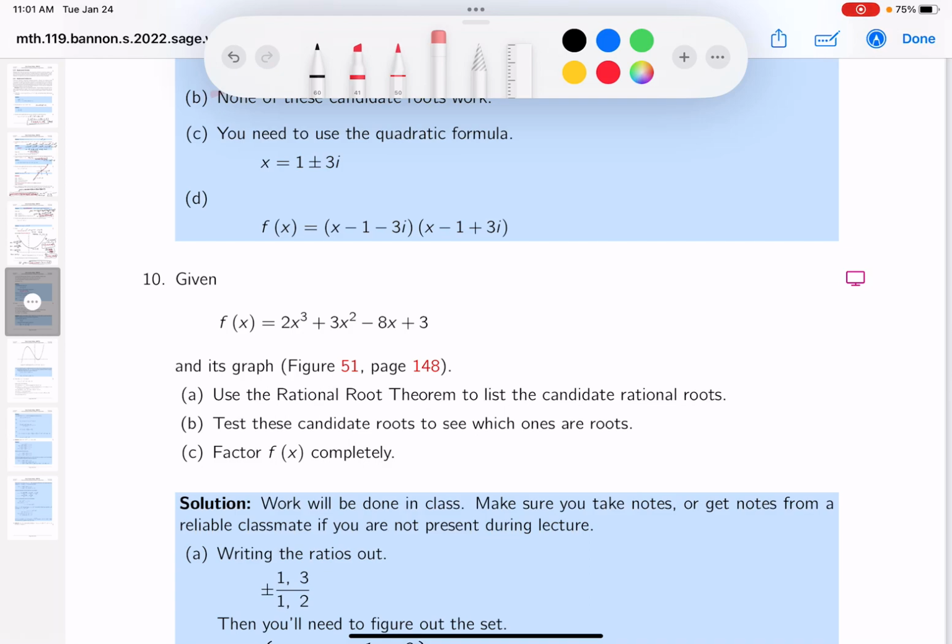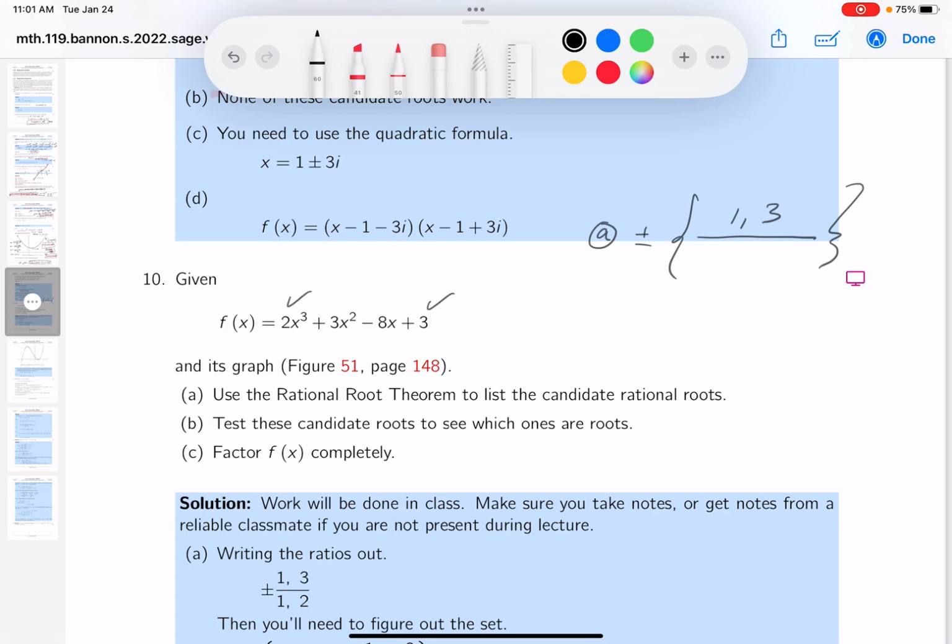Okay, first question, rational root theorem to list the candidate roots down. Relatively easy, by the way. Maybe annoying to write down, but it's relatively easy. A is going to be plus or minus. I'm going to write the factors of 3 on top, which is just simply 1 and 3. And I'm going to write the factors of 2 on bottom.